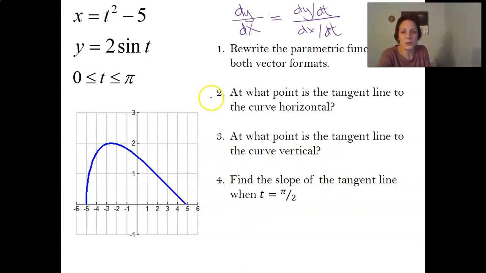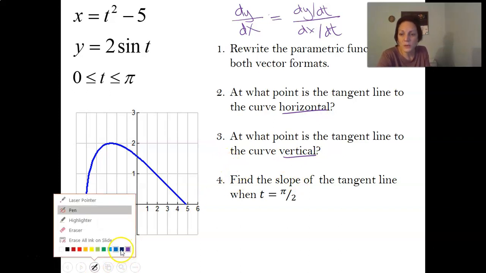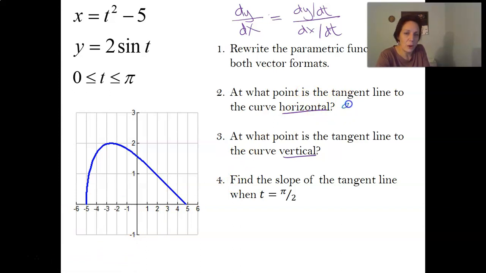But when they ask you questions like number 2 and 3, at what point is the tangent line horizontal and at what point is the tangent line vertical, you really only have to work with one piece at a time. If you want a horizontal tangent line, then that means that your slope, your dy dx, has to be 0. In this case, that means that just your numerator, or your dy dt, needs to equal 0. I don't even need to worry about what dx dt is, unless it's also 0. We'll talk about that. All right. So if I want a horizontal tangent line, I need this numerator to be 0. I need dy dt to be 0.